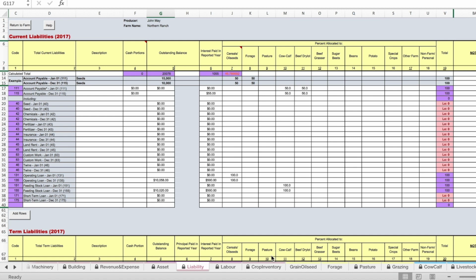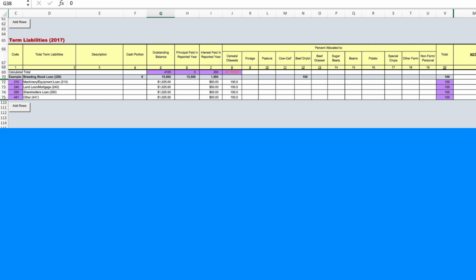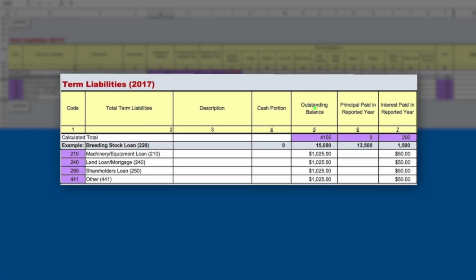The gray pre-populated cells are to prompt data entry in the appropriate worksheet. Should you not have any data corresponding to the pre-populated description, enter 0. As with other worksheets, there are drop-down menus to add additional liabilities. Term liabilities list the farm's debt. The information required on each loan is the balance outstanding at year-end, the principal paid, and the interest paid in the year reported.